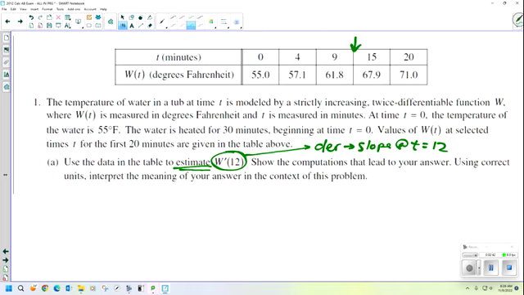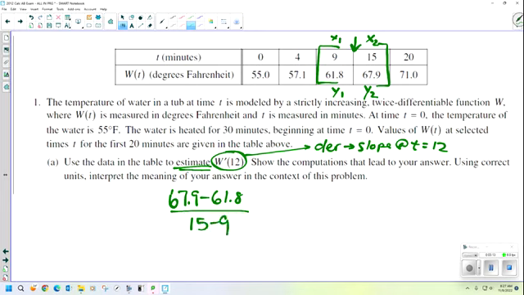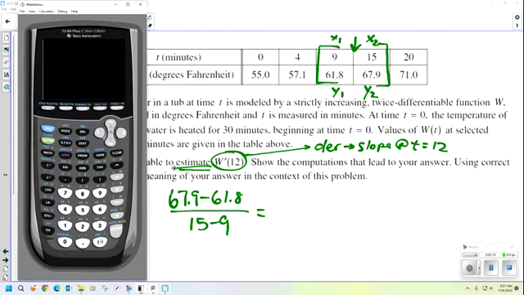We take the 2 closest points, 9 and 15, and I just do a change in y over change in x. So I'm literally going to say x1, y1, x2, y2. So 67.9 minus 61.8 all over 15 minus 9. And guess what? It's a calculator problem. Get out that TI 84 Plus CE.